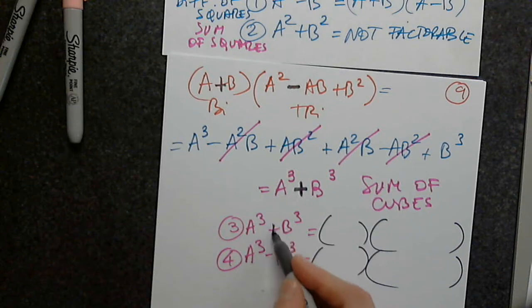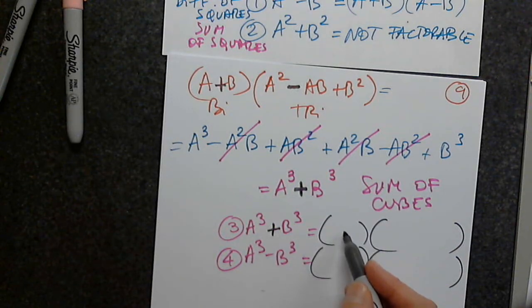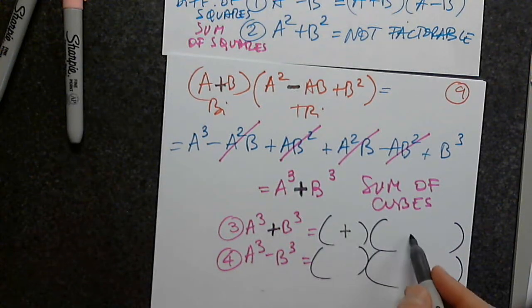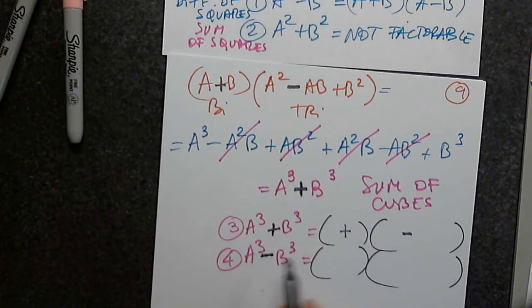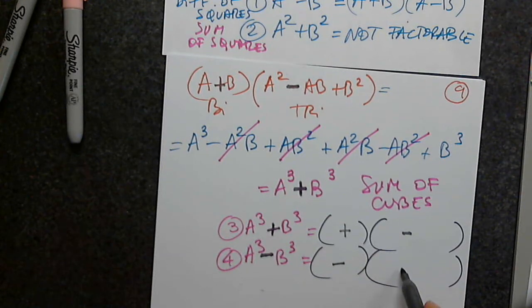So if it's plus, what do I have in the middle of the binomial? And what do I have in the middle of the trinomial? Minus. If it's minus, what do I have in the middle of the binomial? Plus. Very good. So the binomial always follows what I'm trying to factor, and the trinomial will always be the opposite.